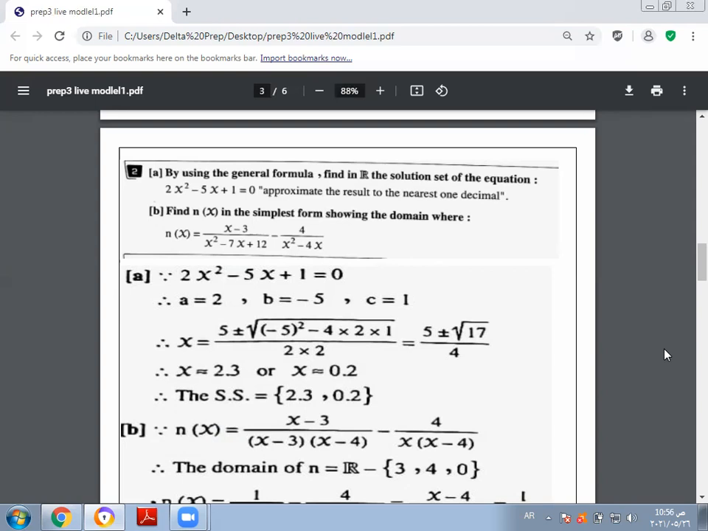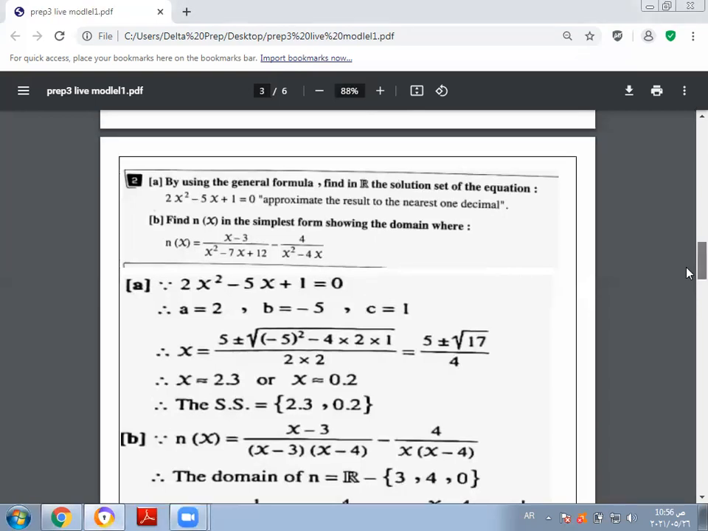And finally, we find the result will be 5 plus or minus the square root of 17, all over 4. The first answer is 5 plus root 17 over 4, which is about 2.3. And 5 minus root 17 over 4 is about 0.2. So the solution set is the set of the first element 2.3 and the second element 0.2.